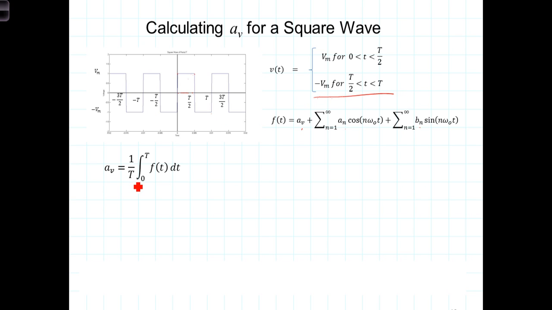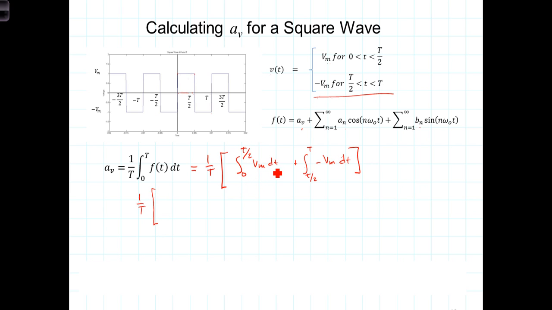A sub v, we have seen, is calculated using this formula, which for this f of t or v of t, this function, is going to be 1 over T times the integral from 0 to T. Now, 0 to T over 2, during that interval, the function is V sub m dt. Then we'll have the second part of the period from T over 2 to T of negative V sub m dt. Now when we do the integration, we still have this 1 over T term out in front, multiplying.